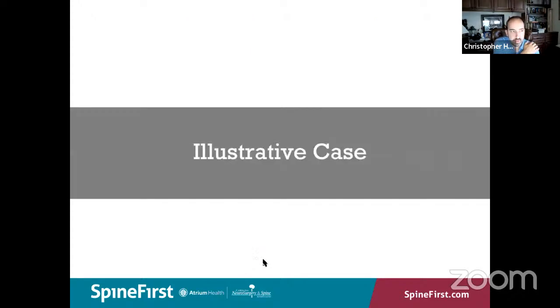So I'd like to really spend the majority of the time here talking about this illustrative case, in which I'm going to take you through the progression of this individual and then ultimately the development of a severe case of osteolysis at the lumbosacral junction, primarily involving the L4 and L5 vertebral bodies, as well as the complex reconstruction required to treat this. Dr. Bohl also has several cases that we might be able to get to afterwards.